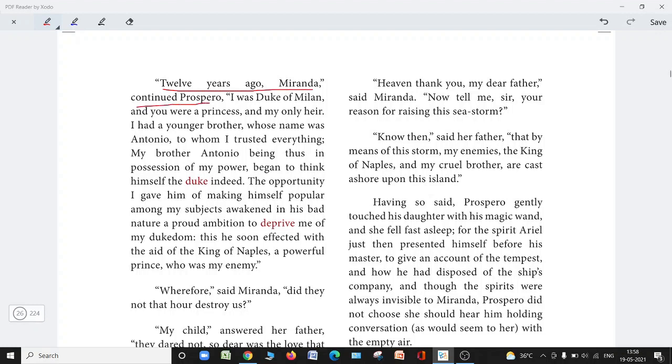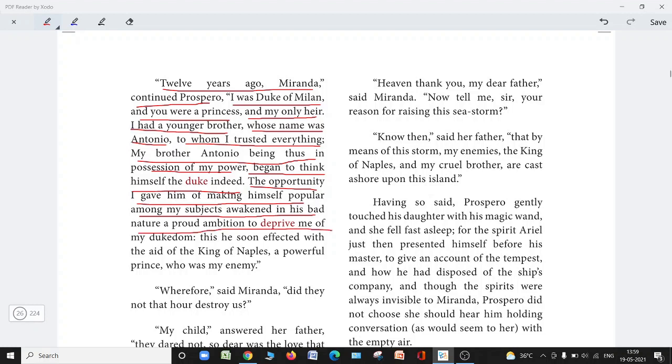12 years ago, Miranda, continued Prospero. I was Duke of Milan, and you were a princess and my only heir. I had a young brother whose name was Antonio, to whom I trusted everything. My brother Antonio, being thus in possession of my power, began to think himself the Duke indeed. The opportunity I gave him of making himself popular among my subjects awakened in his bad nature a proud ambition to deprive me of my dukedom. This soon effected with the aid of the King of Naples, a powerful prince who was my enemy.